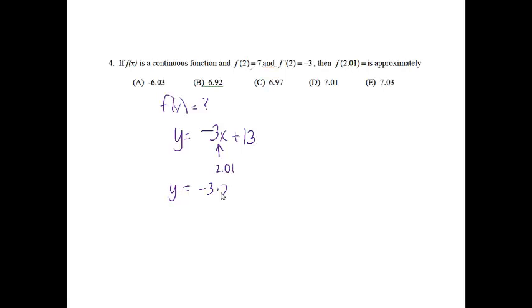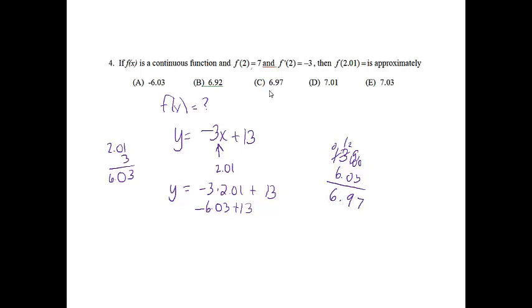So I'll get negative 3 times 2.01 plus 13. And since I don't get to use my calculator, 2.01 times 3 is 6.03. So this will be negative 6.03 plus 13. And again, I don't get to use my calculator, so I'm going to do some borrowing. 6.97 will be my answer. You will notice a lot of times on the problem, it will actually say use the equation of the tangent line to approximate. This one just did not happen to.